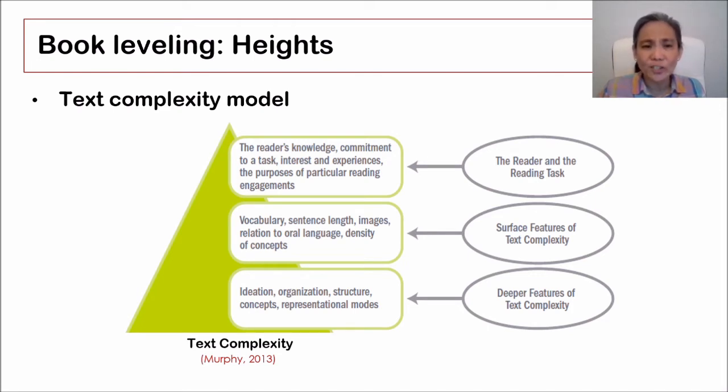Like the model in the U.S. Common Core Standards, Murphy's text complexity model also includes a dimension on the reader and the reading task, which has factors connected to the reader's knowledge, commitment to a task, interest and experiences, and the purposes of particular reading engagements. Aside from this are 2 other dimensions, one being the surface features like vocabulary, sentence length, images, relation to oral language, and density of concepts, and finally, the deeper features like ideation, organization, structure, concepts, and representational modes.